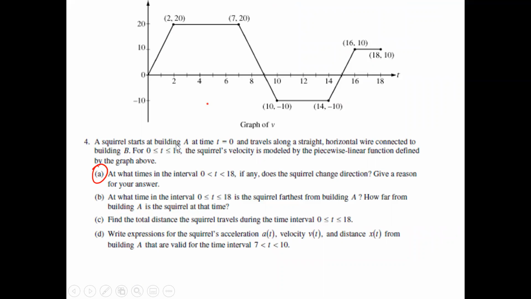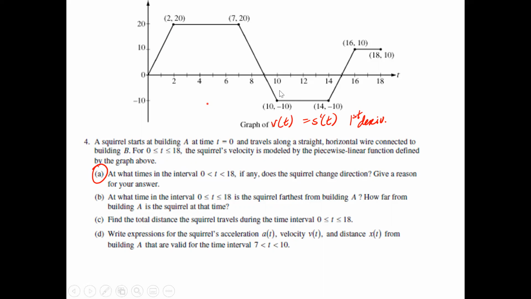A squirrel starts at building A at time equals 0 and travels along a straight horizontal wire connected to building B for 0 to 18 time. The squirrel's velocity is modeled by the piecewise linear function defined by the graph above. Because this is a graph of velocity, it is the first derivative of the position function. Keep that in mind as you interpret the graph itself. Part A: if any, does the squirrel change directions between 0 and 18? 0 is here, 18 is here.